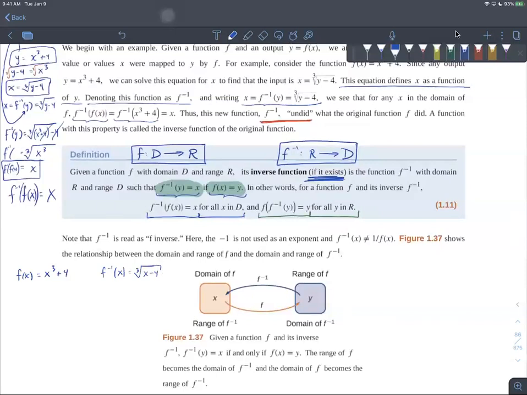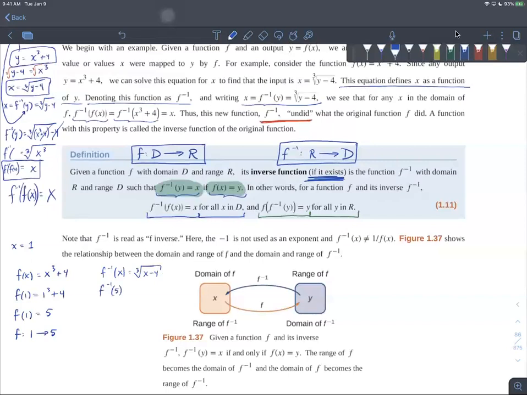So let's take a value x. Let's say x is equal to 1, just a simple number. We plug it into the function f. f of 1 is equal to 1 cubed plus 4. And so we see that f of 1 is equal to 1 cubed, which is 1, plus 4 is 5. So f takes the value 1 and maps it to 5, right? So what is f inverse going to do to the value 5?